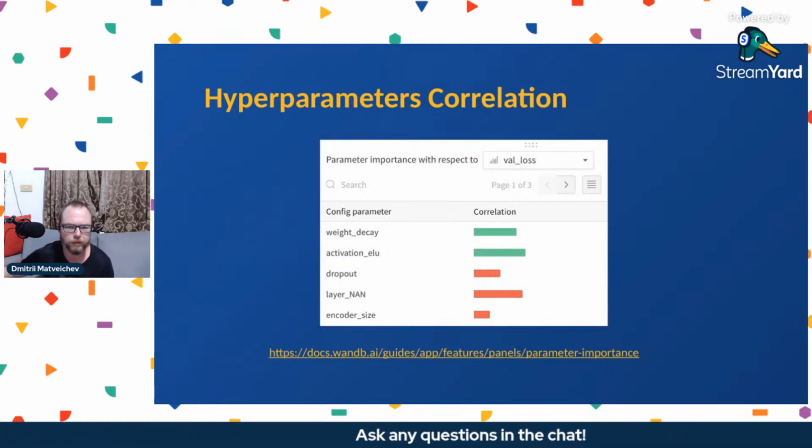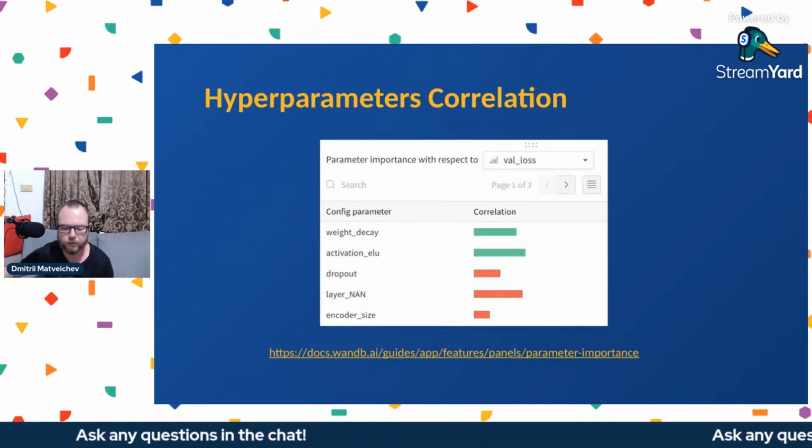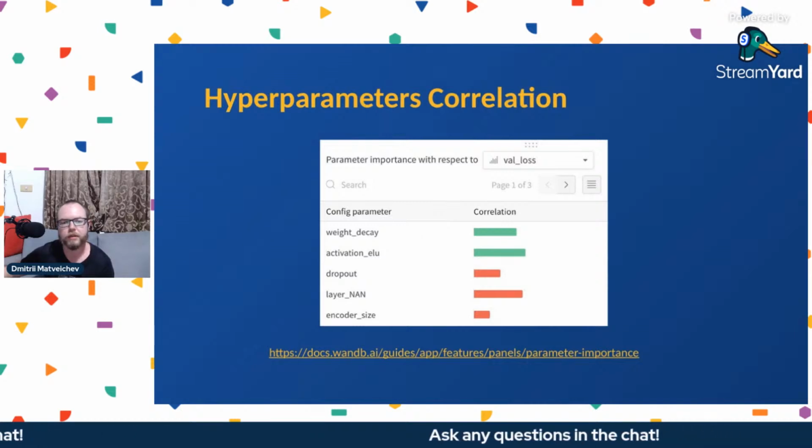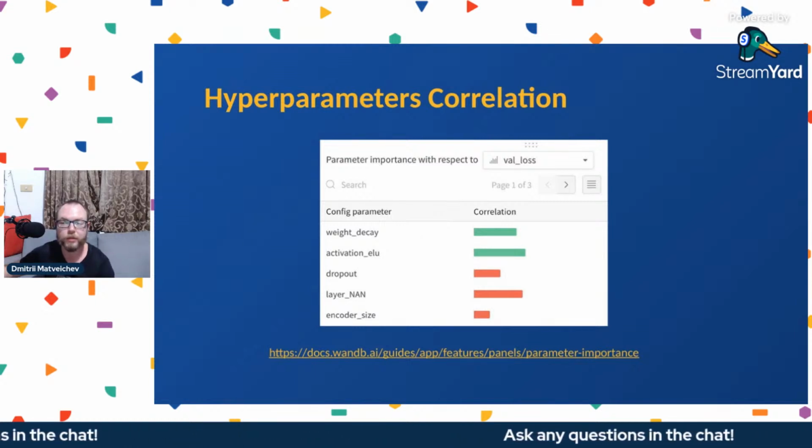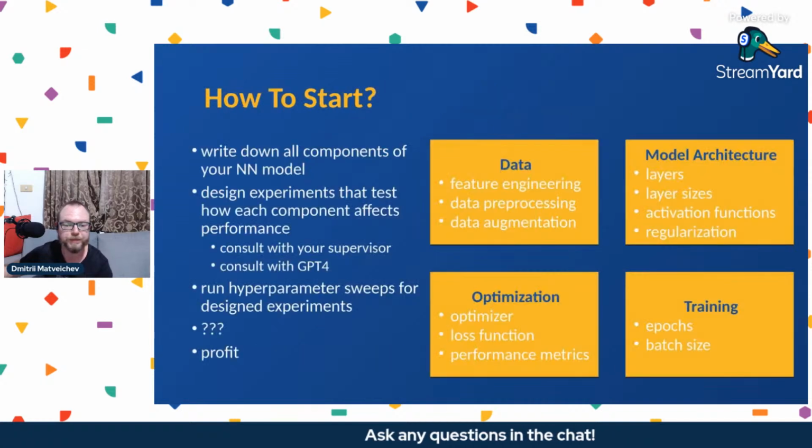So again, it might be a good idea to use hyperparameter sweep libraries instead of doing it manually, because these libraries have this additional function where they help you gather statistics on the correlation between hyperparameters and model performance.